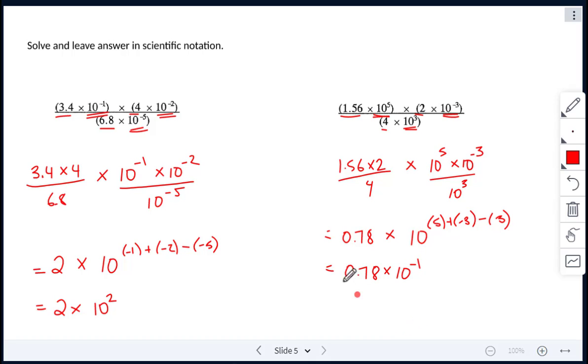All right, but this number should be between 1 and 10. So then we're just going to move the decimal place over one more there to the right. So it becomes 7.8 times 10 to the power of negative 2.